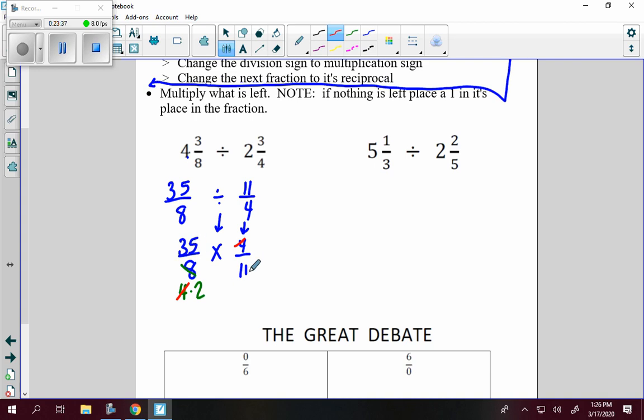Now 2 doesn't go into 35, 11 doesn't go into 35. That became a 1, and now I can multiply across. Now I have 35 over 22. If I put 22 into 35, I can say it goes in there 1 time with a remainder of 13.